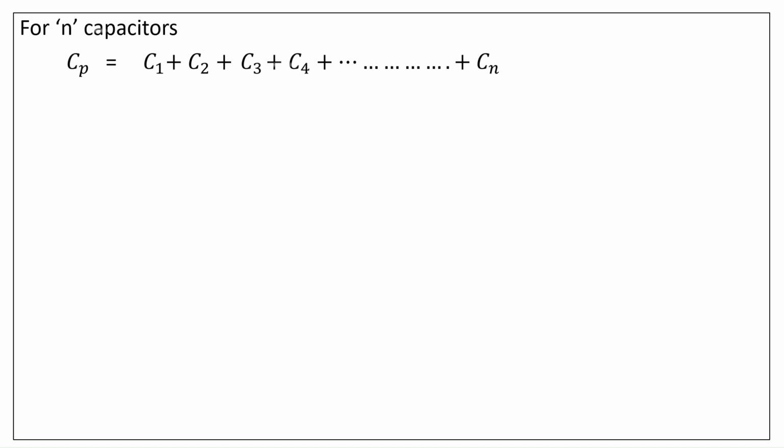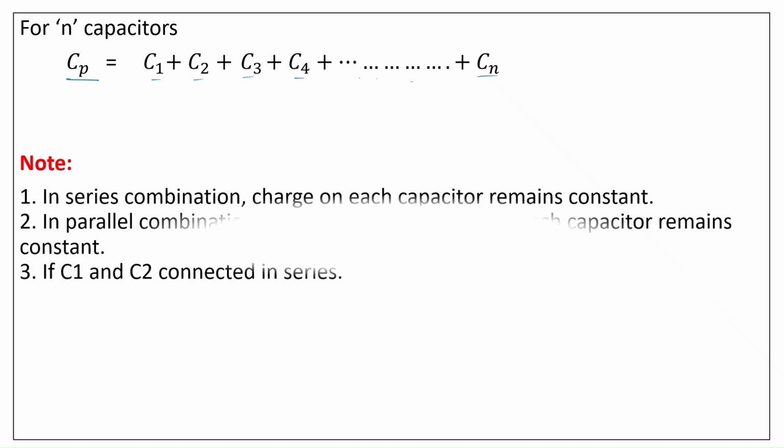For n capacitors, Cp is equal to C1 plus C2 plus C3 plus C4 up to Cn. Note 1. In series combination, charge on each capacitor remains constant. 2. In parallel combination, potential difference across each capacitor remains constant.